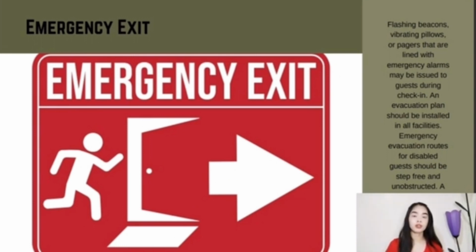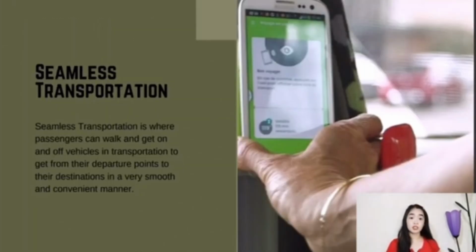So, seamless transportation, guys, it is very common in Japan, Korea, and Singapore.